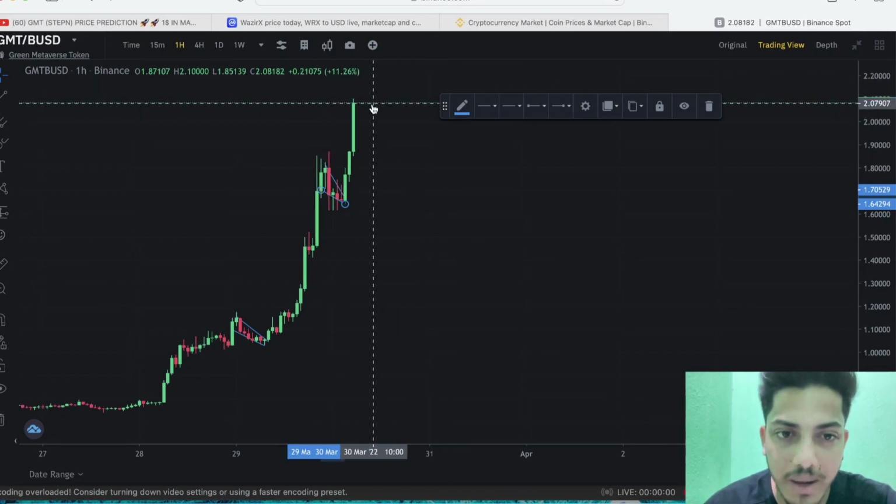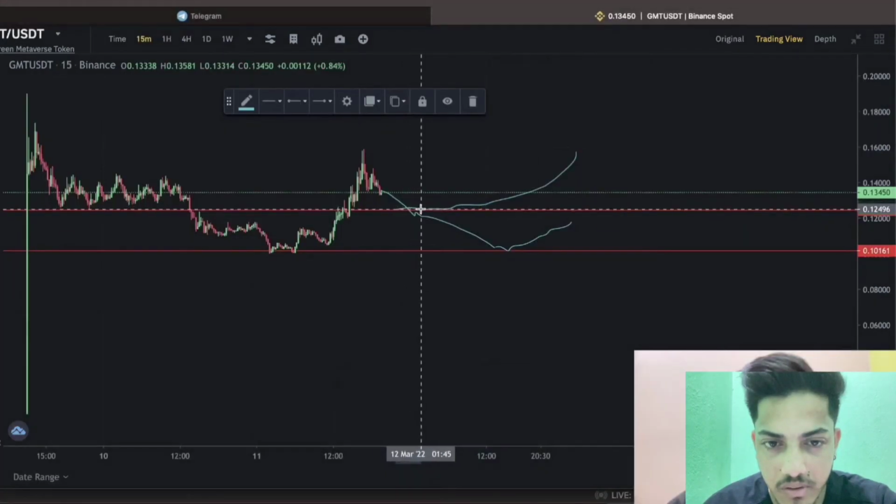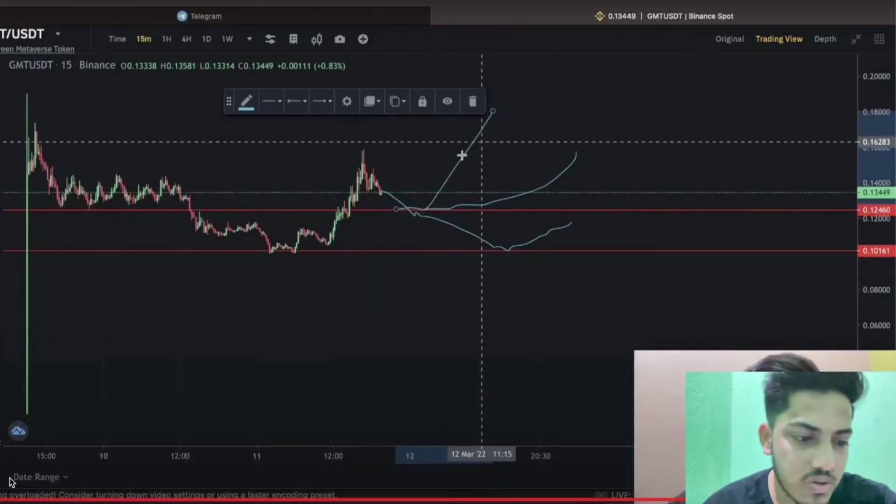I feel $2.5 is the minimum I'm talking about. Even it can go up to $3. Don't take it out and just enjoy the ride, man. If it goes sideways at this zone, then it will pop so hard from there.